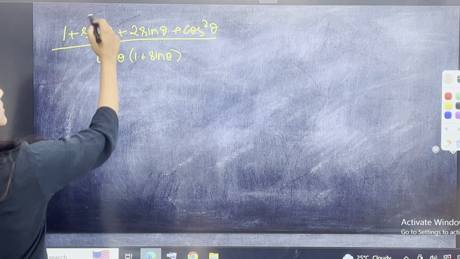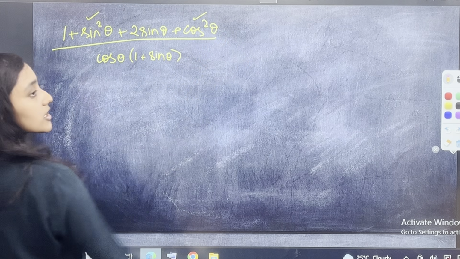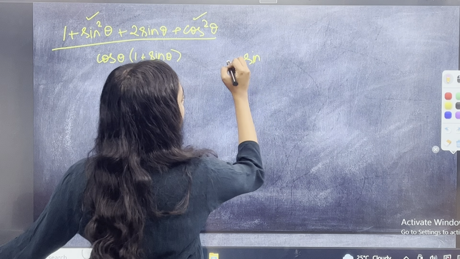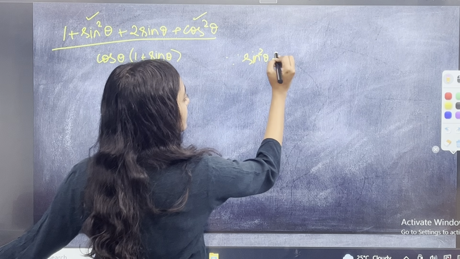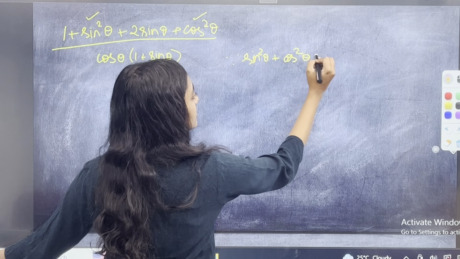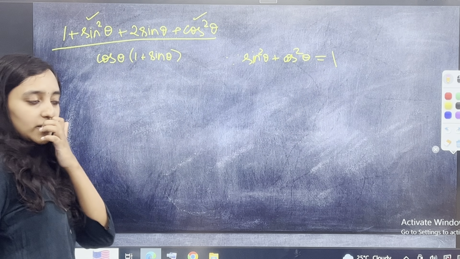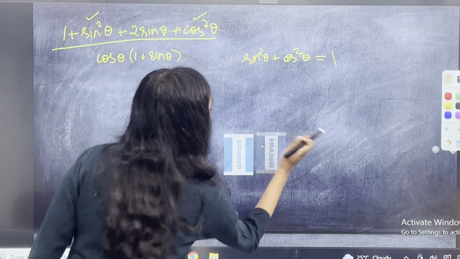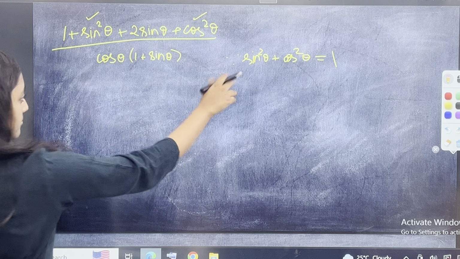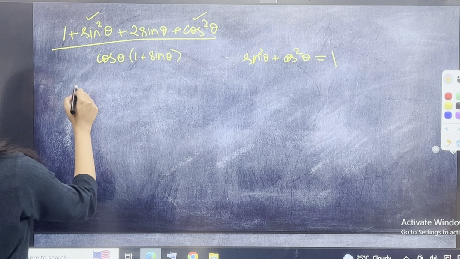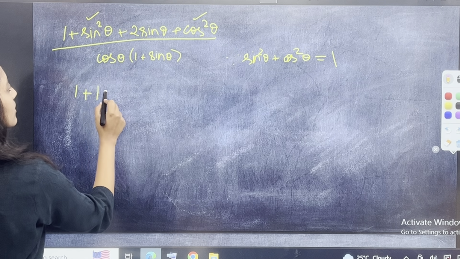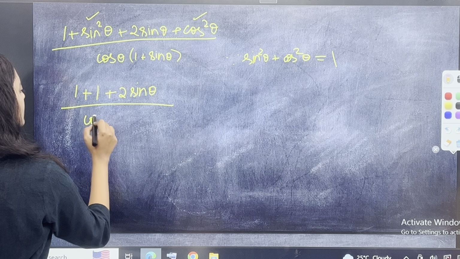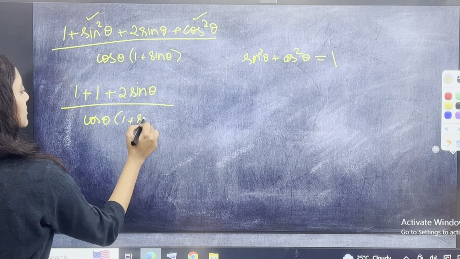Right? So we realize that sine square theta plus cos square theta is 1. So in your exam, when you're writing it, write on the side: since sine square theta plus cos square theta is equal to 1. So you have 1 plus (sine square theta plus cos square theta, which is 1) plus 2 sine theta, divided by cos theta into 1 plus sine theta.